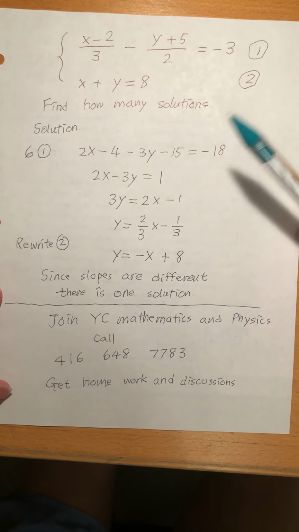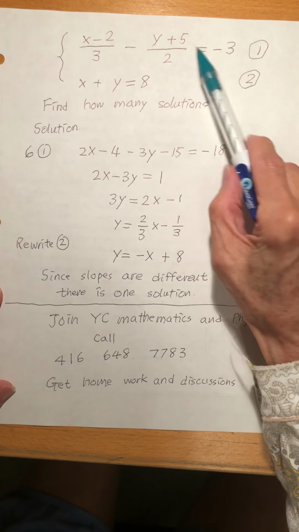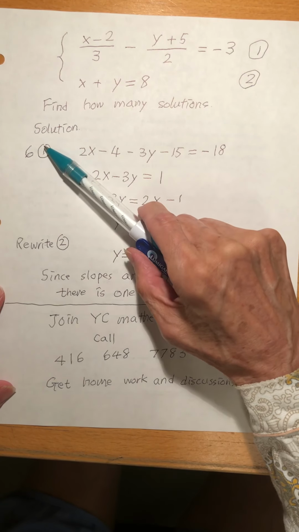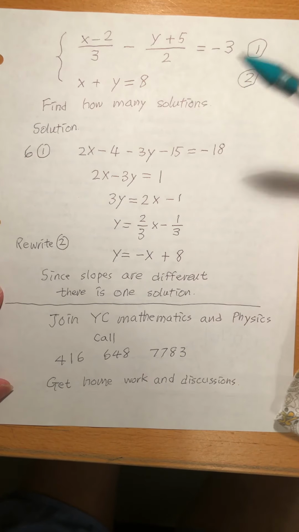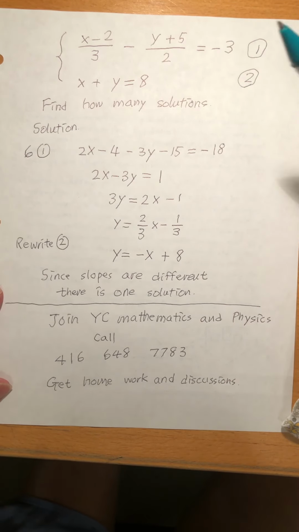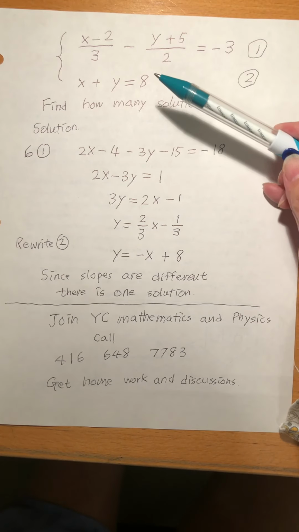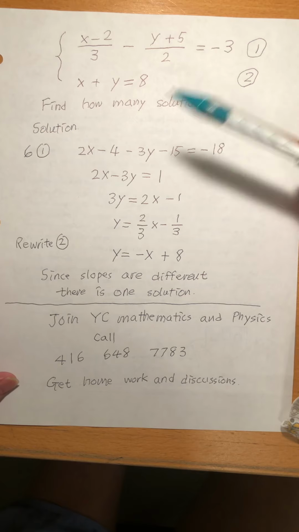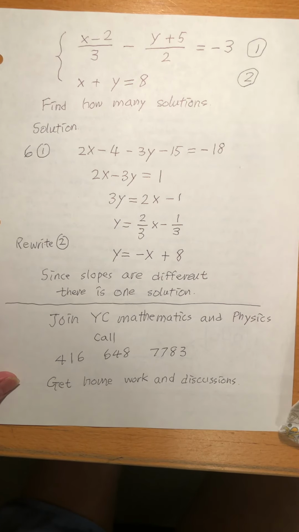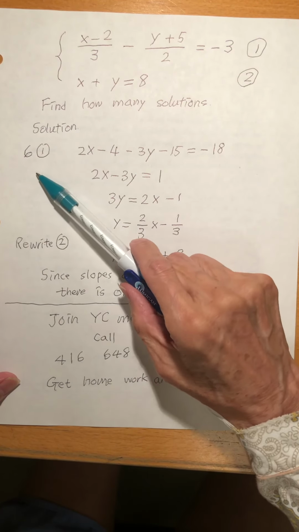I have a last example. You are given a system of equations. Now, the question wants you to find how many solutions there are. So we have 3 cases. One is that I have only one solution. A second case is that I have no solution. And the third case is that I have an infinite number of solutions. So which case is this? Let's find out.